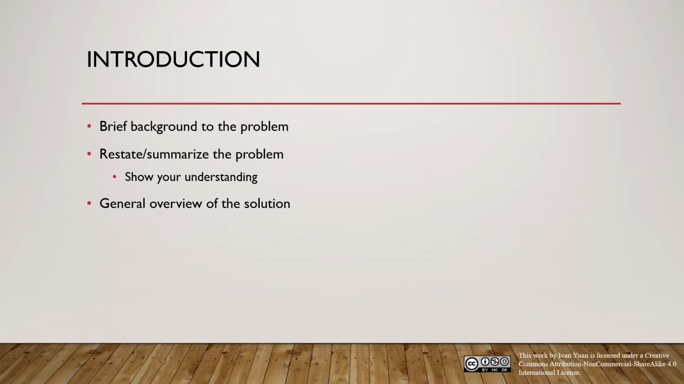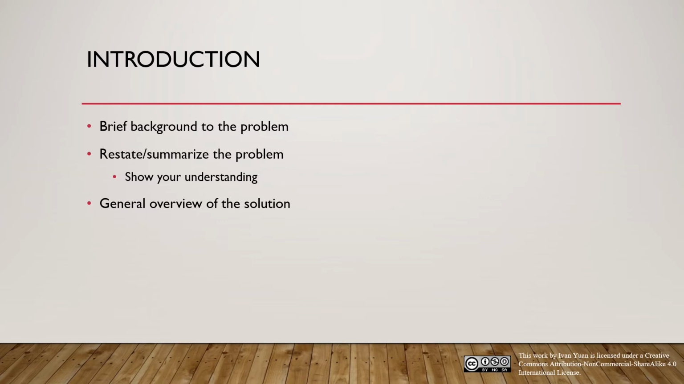Next up is the introduction. So, the introduction has three main parts. First, you can provide a very brief background of the problem, and then you can restate and summarize the problem. However, a restatement of the problem is not just a simple paraphrase. It is best if you show that you understand the problem and you can interpret the problem through your restatement. Finally, you provide a very brief overview of your solution, mainly focusing on your aim of the model, which we talked about in the previous video.